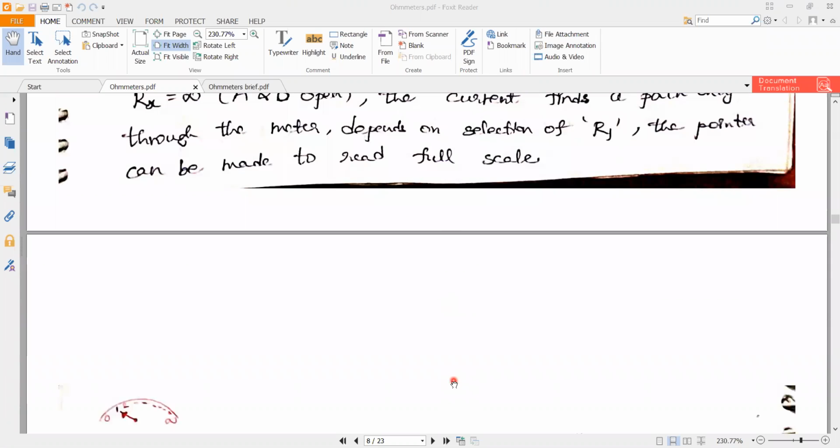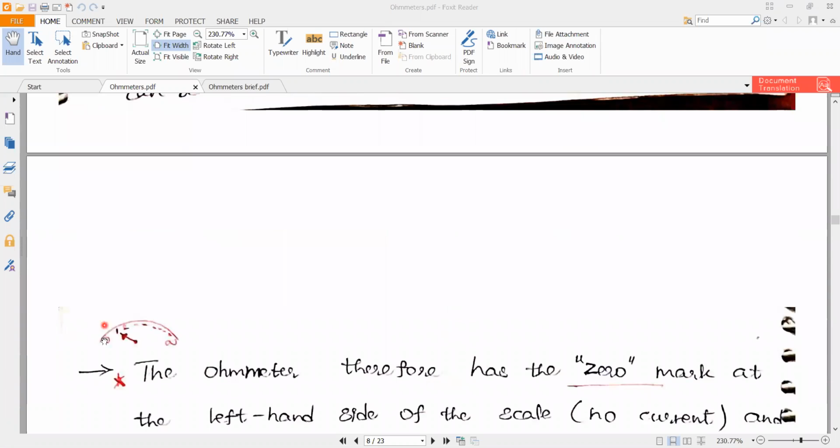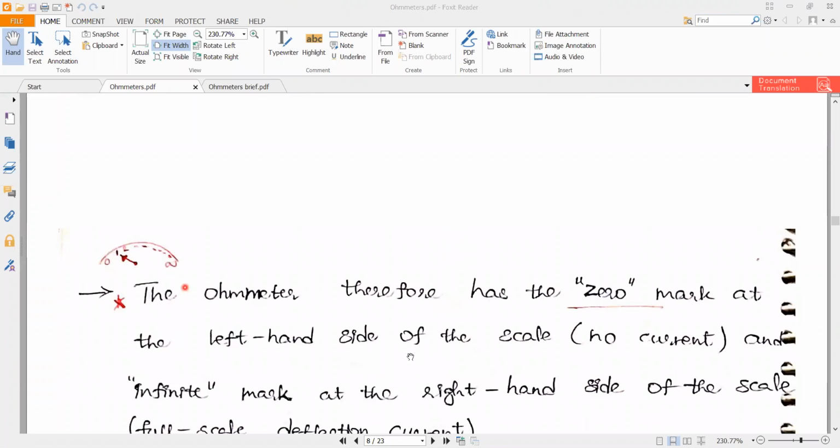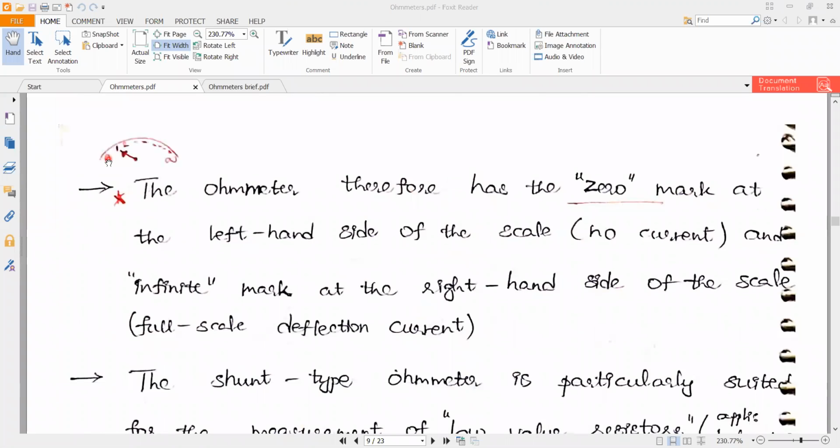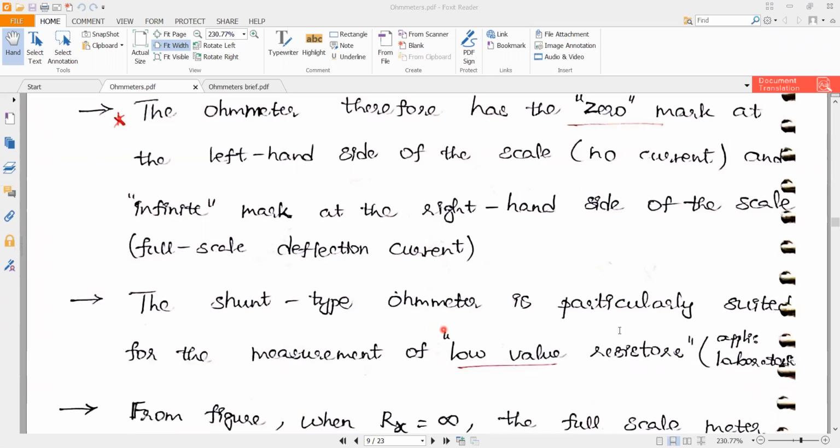This is the working part. That meter is going to be given from 0 to infinite here. The ohm meter therefore has the 0 mark at the left hand side of the scale, that is no current, and the infinite mark at the right hand side of the scale, that is full scale deflection. Shunt type ohm meter is particularly suited for the measurement of low values of resistance. It is going to be used in laboratories here.